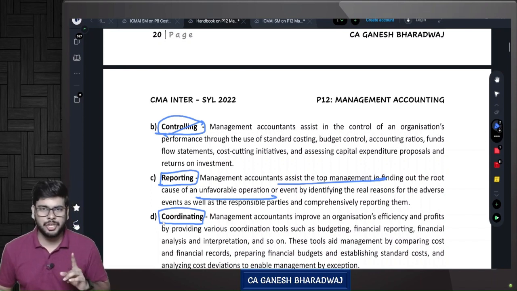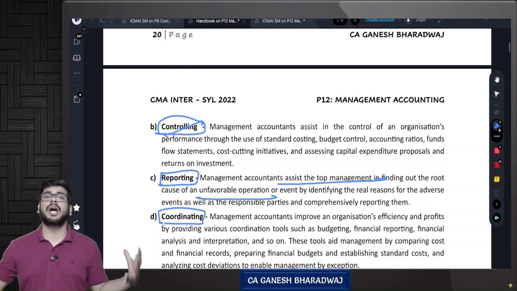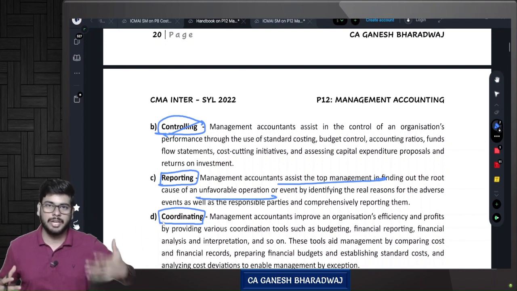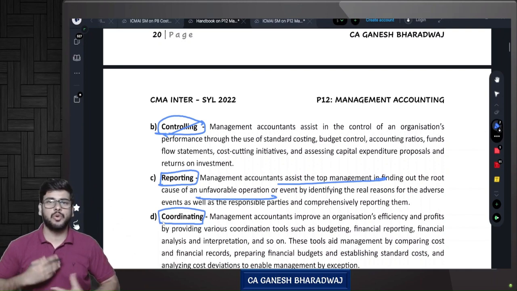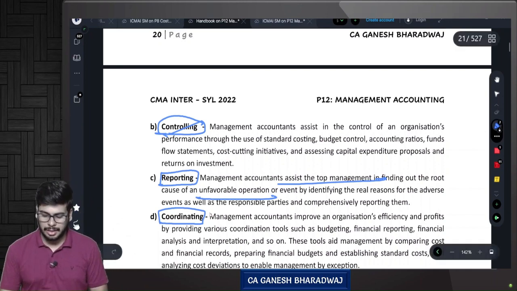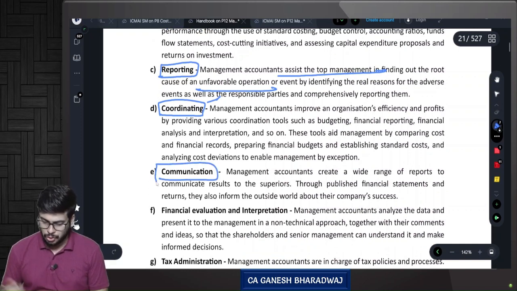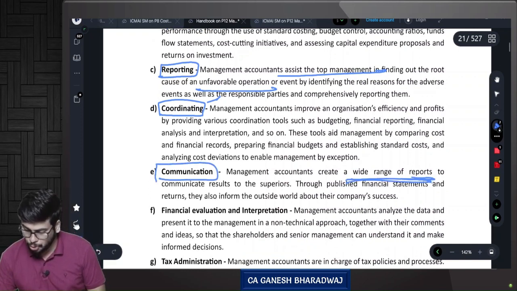So it's not a one-man show. There will be an army of management accountants sitting inside that particular line of discipline of accounting called management accounting, and they will be taking all these parts. So coordinating is an important task. Then of course communication. So look at this, a wide range of reports need to be prepared.